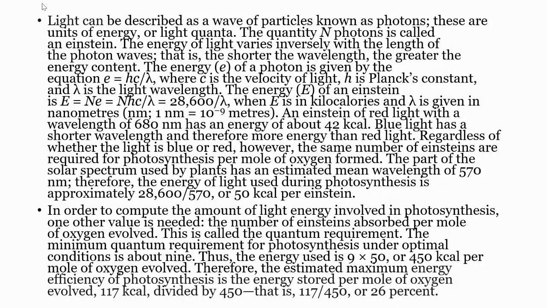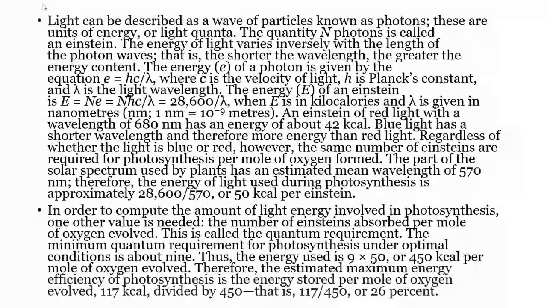The energy E of an Einstein is E equals to Nhc by lambda, that is equals to 28,600 by lambda when E is in calories and lambda is given in nanometers. One nanometer is equal to 10 to the power minus 9 meter. An Einstein of red light with the wavelength of 680 nanometer has an energy of about 42 calories. Blue light has a shorter wavelength and therefore more energy than red light. However, regardless of whether the light is blue or red, the same number of Einsteins are required for photosynthesis per mole of oxygen formed.